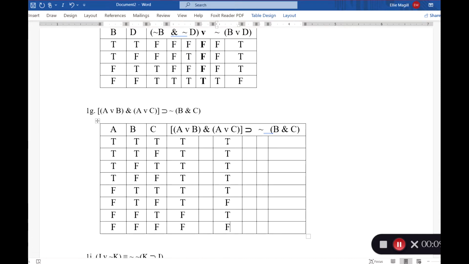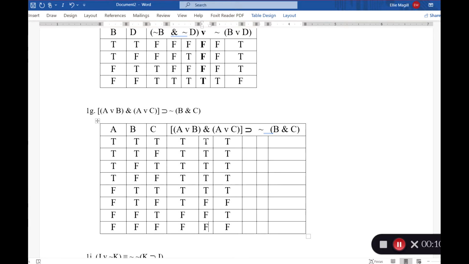So now we can go through and do this conjunction. Conjunctions are true when they're both true. So for the first 4 rows, they're both true. And then for the 5th row, they're both true. And then on the last 3, one, the other, or both are false. So now we have our antecedent done. We have that conjunction of those two disjunctions done. That's the truth value of our antecedent.